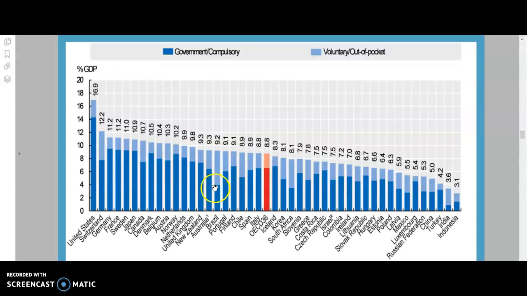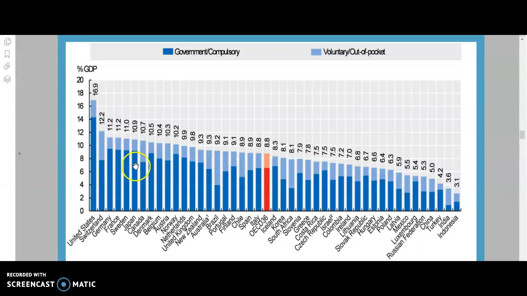So just to refresh your memory, we looked at this a few classes ago, and this shows the U.S., we're all the way on the left, and these are our peer countries, and how much of their GDP goes towards health, and we're this really pretty drastic outlier where 70% of our GDP goes towards health. And then the dark blue is government / compulsory, so required, and then the light blue is volunteer out of pocket.